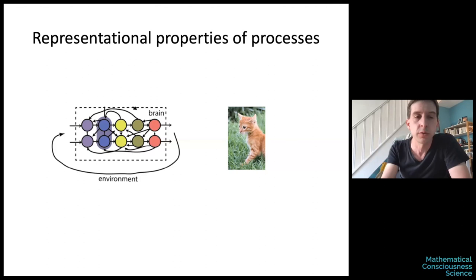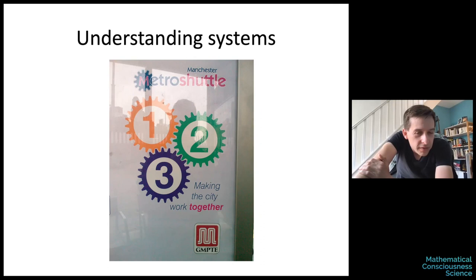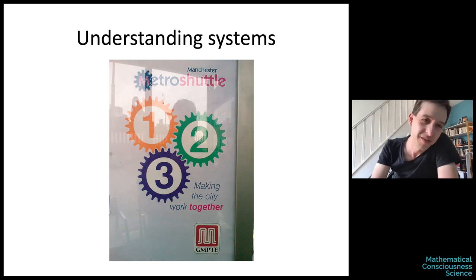And so what you see here is an advertisement for the Manchester Metro. You see these three gears and the slogan is "making the city work together." So have a look at it for a few seconds. Now, it takes a little moment. Yes, you got it. It takes a little moment to understand that these gears cannot turn together, which is why you can find this on the internet. It's the subject of jokes, of course.